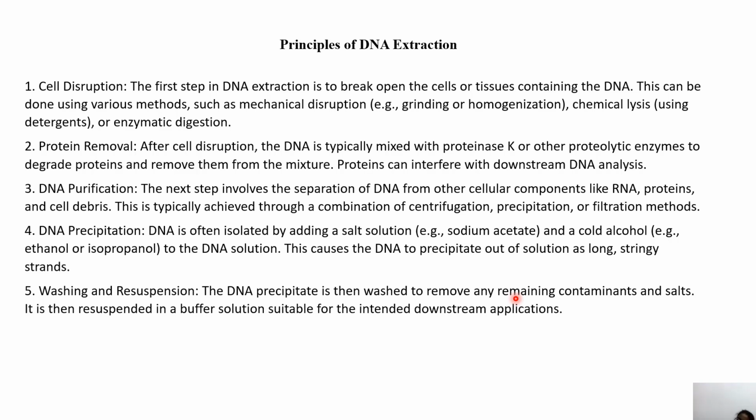The next step involves the separation of DNA from other cellular components like RNA, proteins, and cell debris, and this is typically achieved through a combination of centrifugation, precipitation, or filtration methods. Then we have DNA precipitation. DNA is often isolated by adding a salt solution like sodium acetate and a cold alcohol to the DNA solution. This causes the DNA to precipitate out of solution as long stringy strands.